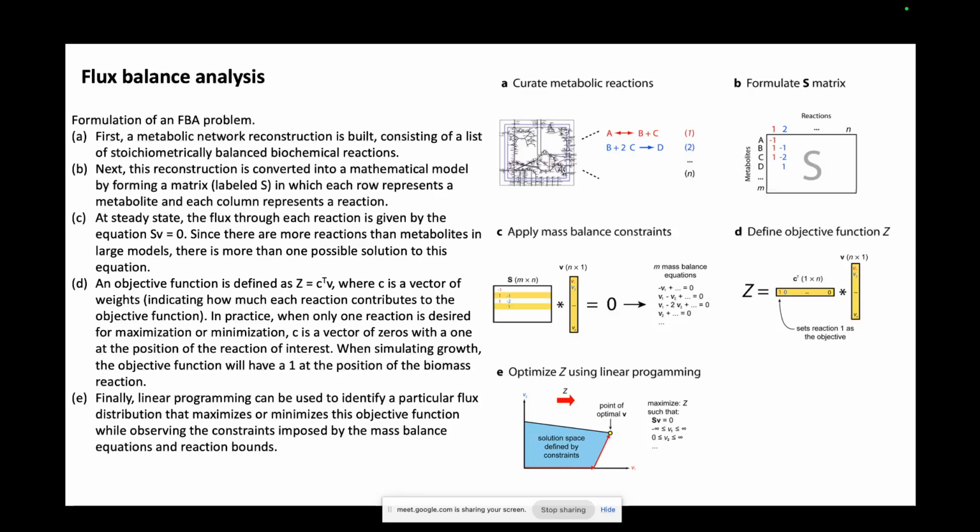Why do we want to maximize or minimize a particular reaction? Say for example, you have taken strains of E. coli, and you have used transgenic ways to insert the insulin gene in the E. coli genome, and you expect the E. coli bacteria to actually produce the insulin from the genetic information that you have provided.